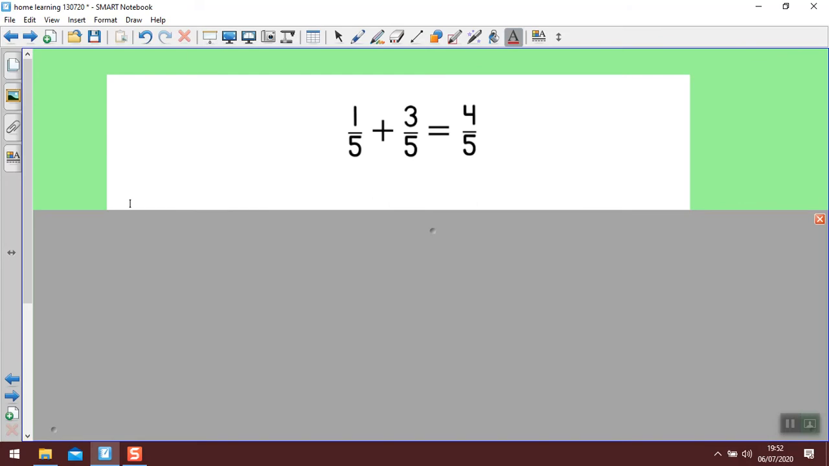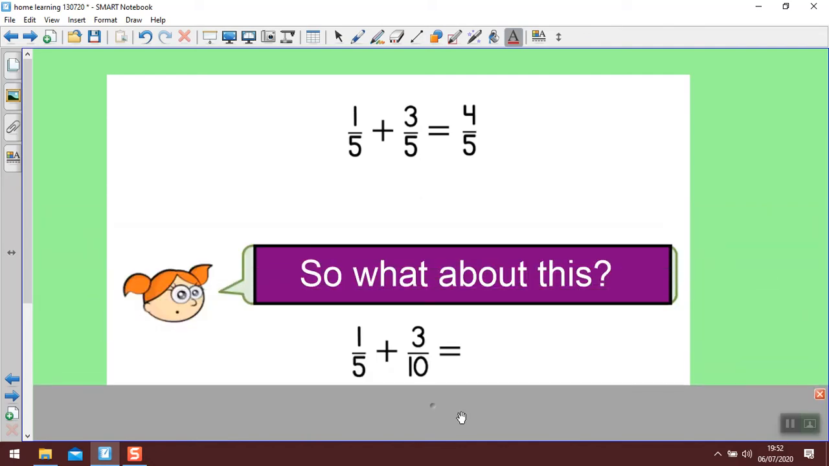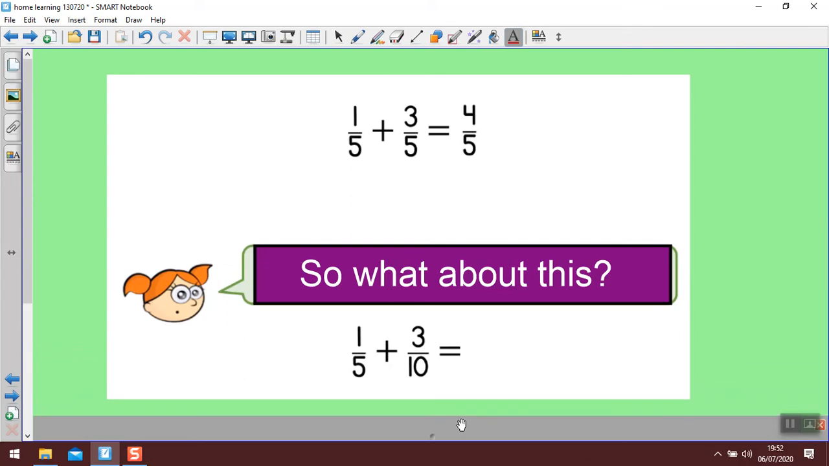We have got 1/5 plus 3/5, and that equals 4/5. So if we have a chocolate bar split into 5 equal pieces, one of those pieces is 1/5, 3 of those pieces is 3/5, and altogether that equals 4/5 of the chocolate bar. So what about this one? 1/5 add 3/10. How would we work that out?